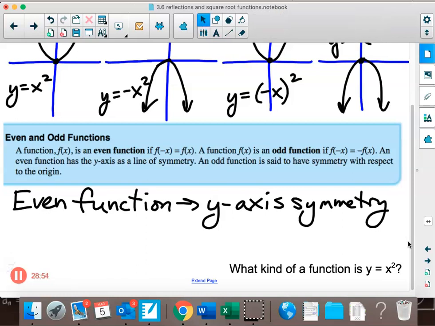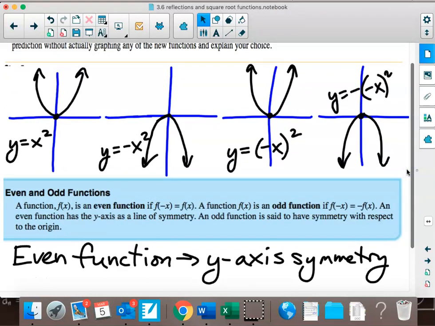So if you look at this graph right here, if you look at the y-axis, it divides it into 2 exact mirror images. This graph has y-axis symmetry. That means this function is called even.